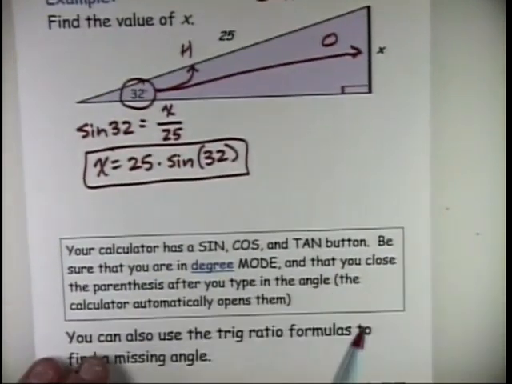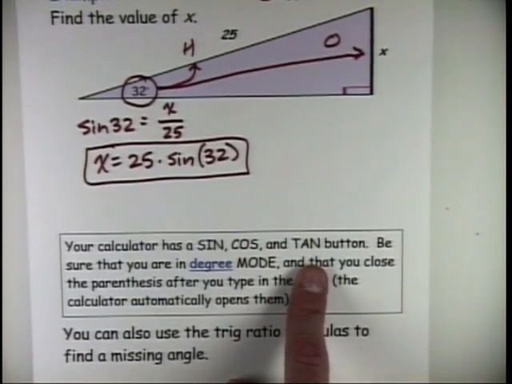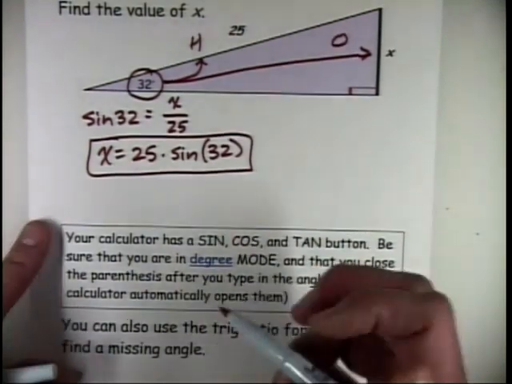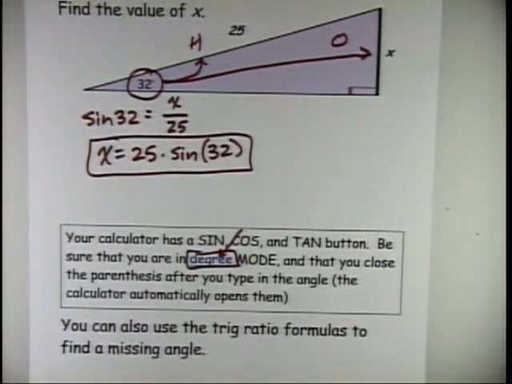Now, let's talk about calculators for a little bit. Your calculator does have a sine button, a cosine button, and a tangent button. But there's two different ways to measure angles. You can measure it in radians or degrees. We're going to be using degree mode strictly in geometry class, so you want to make sure that on your mode function, you are in the degree mode. Otherwise, you're going to get the wrong answer.